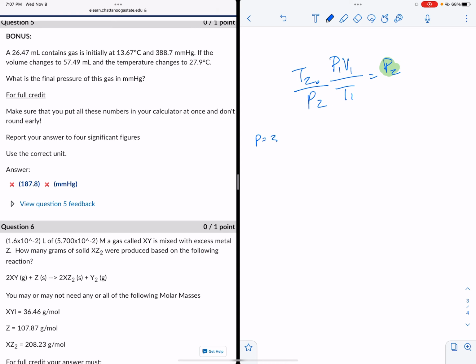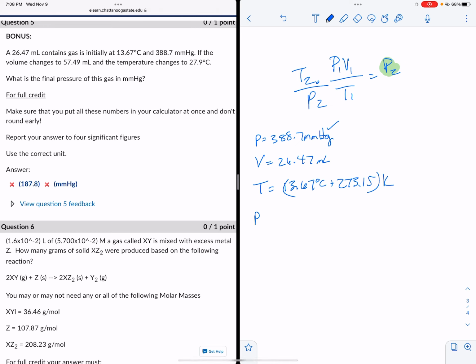So my pressure is the 388.7 millimeters of mercury. I'm glancing ahead to see if I need to change that. And it says, what is the final pressure in millimeters of mercury? So I'm actually okay on that unit. Let's see, volume 26.47 milliliters. And again, note, does it need to be in liters? Glance ahead. Nope, I see something else in milliliters. We're good. Temperature, and so 13.67, that's Celsius. So we have to add 273.15 to it to get it to Kelvin.